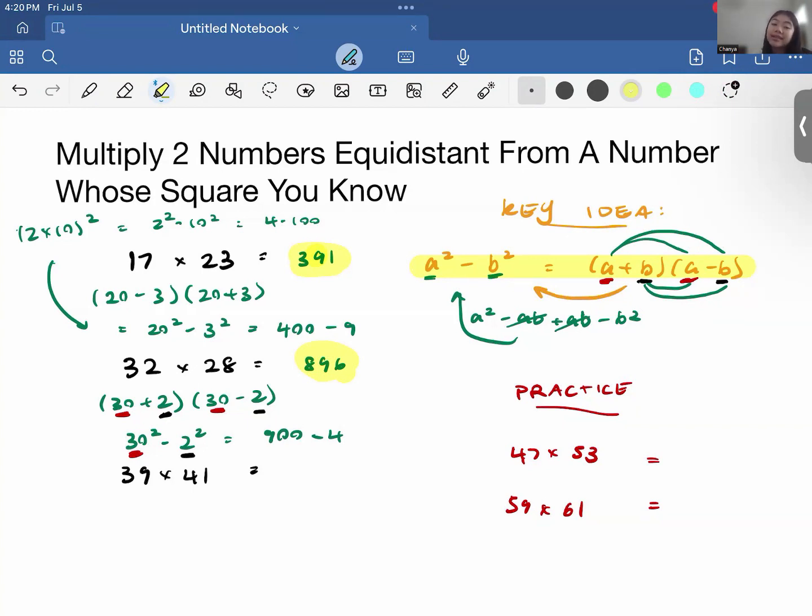So now let's move on to our last example, which is 39 times 41. Now, y'all should probably know the drill now. So what's in the middle of 39 and 41? Well, that's just going to be 40, right? So 39 is 40 minus 1. 41 is 40 plus 1, right? And then, going back to this key idea here, you can notice that this is actually 40 squared minus 1 squared, right? This is equal to 1600 minus 1, which is equal to 1599. And this should be your final answer.